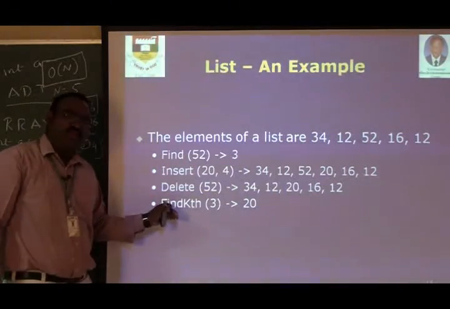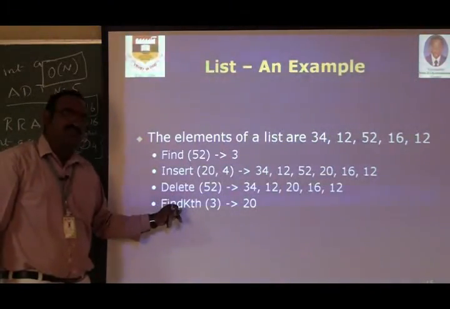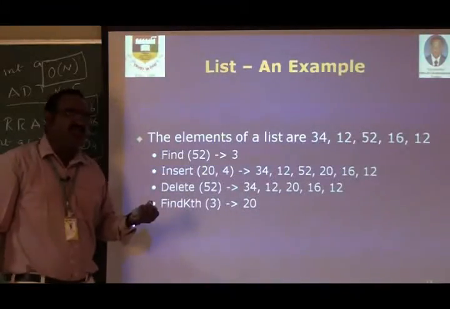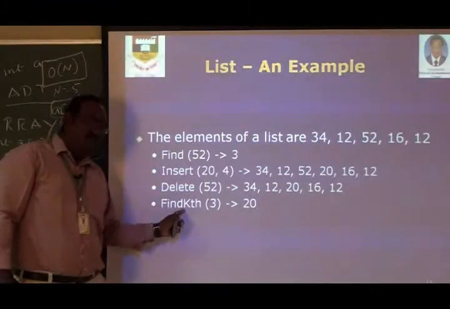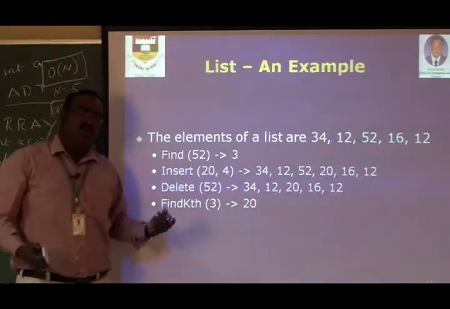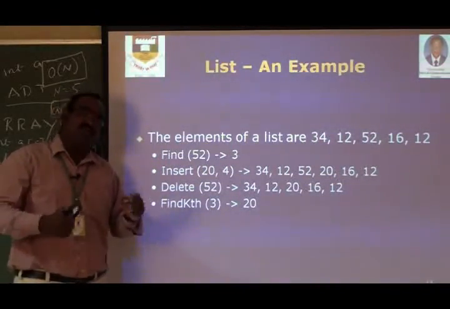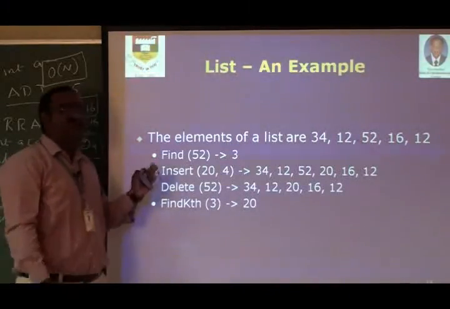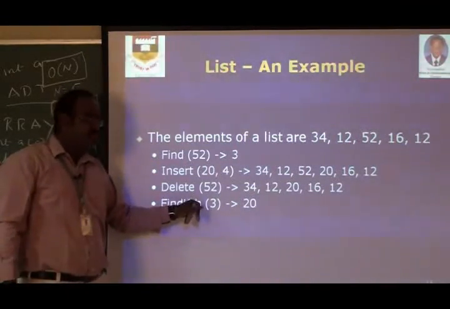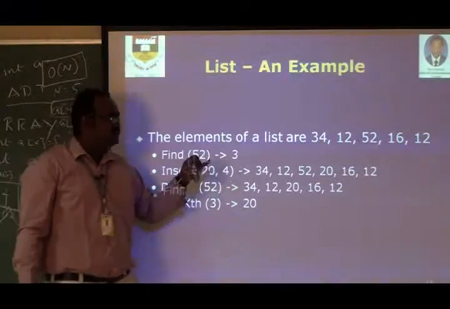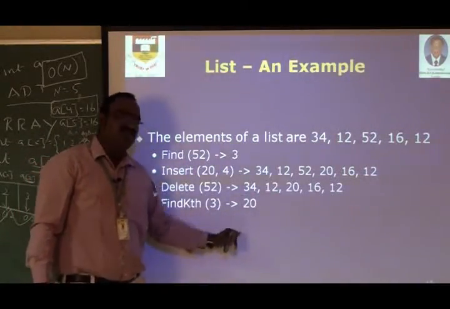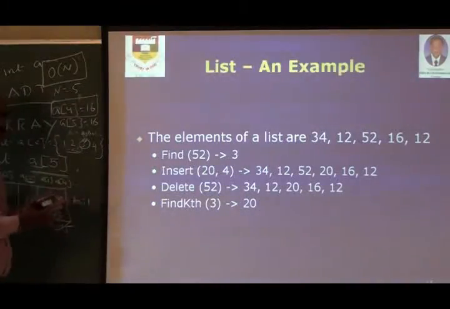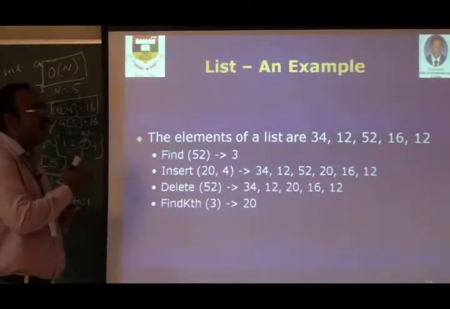Now find kth. What are they going to perform? K is a position. So what is the element in the third position? The first find is performed by the data element 52, but this find kth is by position. We don't know the element, but we need the third position. What is the element there? In the list ADT, there is a possibility to find the element at the third position. So first is 34, 12 is second, 20 is third, so it returns the value 20.